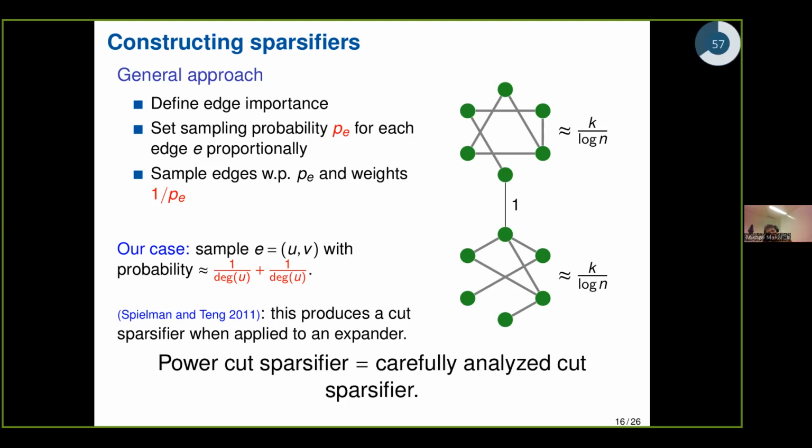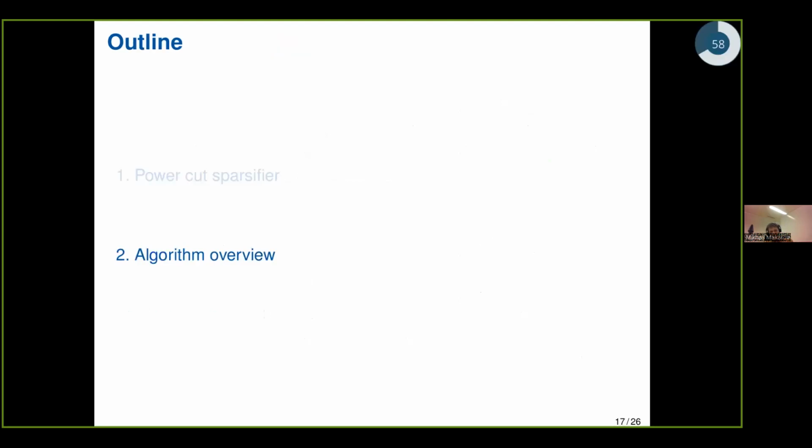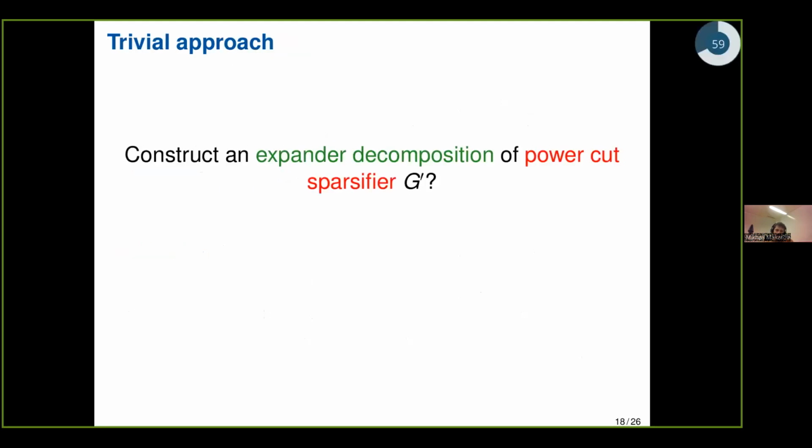So the bottom line is that a power cut sparsifier, while being a new object, is not exactly new by itself, but just a more finely grained analysis of a previously existing object. Okay, so now let's take a look at how our algorithm actually works a little bit closer.